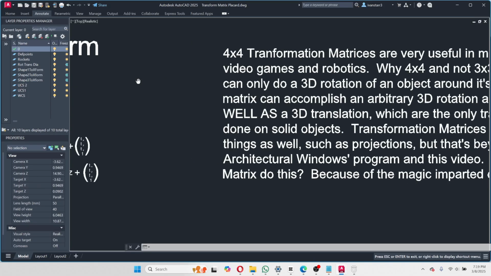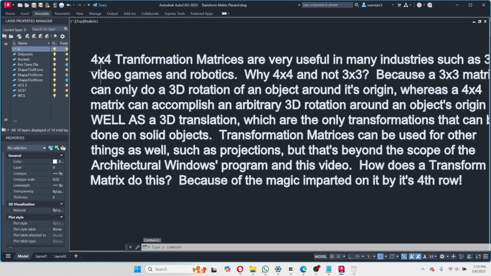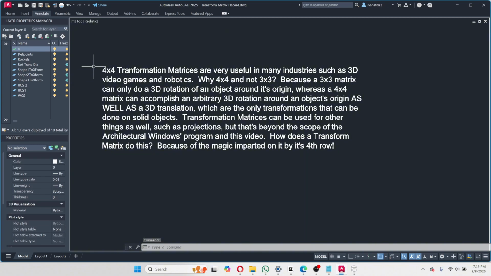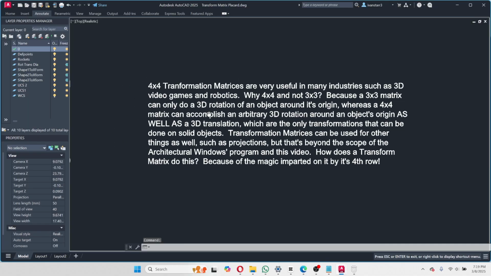Well, basically, 4x4 transformation matrices are very useful in many industries, such as 3D video games and robotics. Why 4x4, not 3x3? Because a 3x3 matrix can only do a 3D rotation of an object around its origin, whereas a 4x4 matrix can accomplish an arbitrary 3D rotation around an object origin as well as a 3D translation, which are the only transformations that can be done on solid objects.